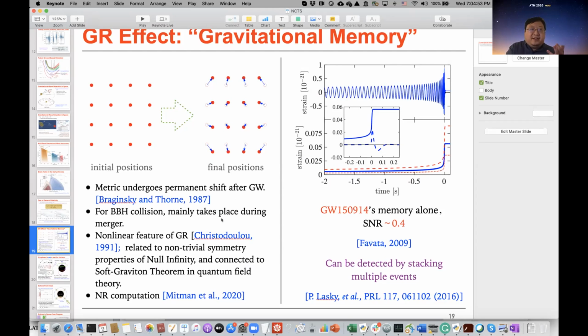So you can read it, Christodoulou in the 1990s connected this effect to a very general nonlinear feature of general relativity. And then later on, these kinds of memory effects were connected to the soft graviton theorem, and also related to the information content of the gravitational field. So therefore, this memory effect has a very interesting theoretical origin. So in gravitational waves, how does the memory effect show up?